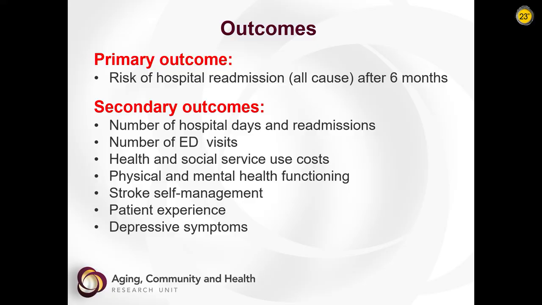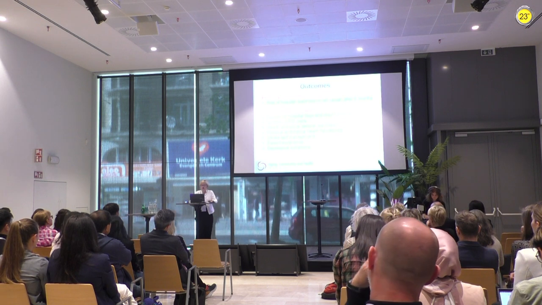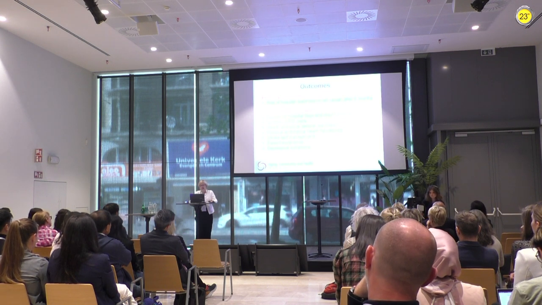Our primary outcome for the study was the risk of hospital readmission for any cause after 6 months. Our secondary outcomes included the number of hospital stays and readmissions, the number of emergency department visits, the use and costs of various health and social services, physical and mental health functioning, stroke self-management, patient experience, and depressive symptoms. We used a selection of standardized, reliable, and valid tools to measure these outcomes at baseline and then again at 6 months.